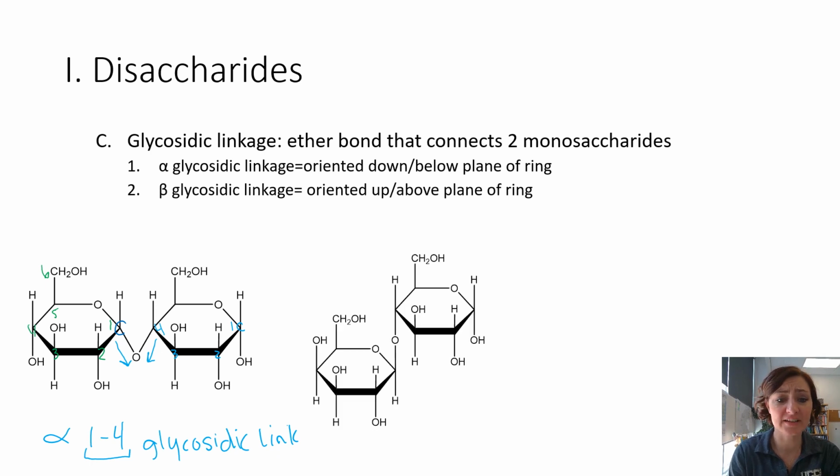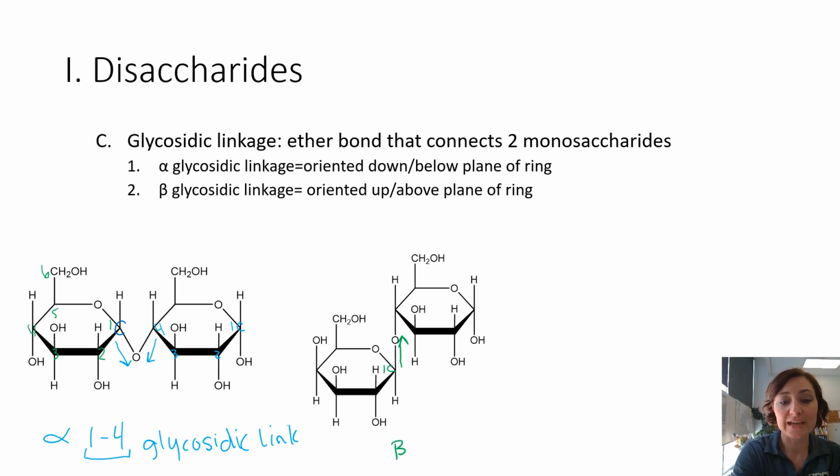A beta-glycosidic link is what we would see here in lactose. Again, if we were to classify this, notice that this glycosidic linkage is going above the plane of the first ring. We're looking at the anomeric carbon for the first ring, and it's going above that. So this would be a beta linkage.